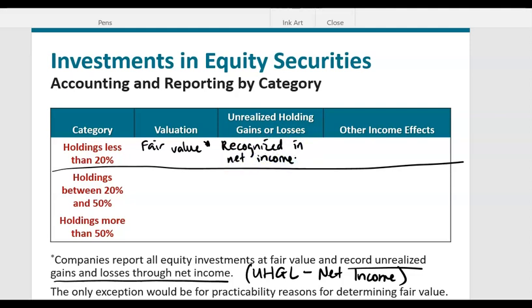And other income effects, these are equity securities. We're not going to receive interest, but what do we call those cash payments that we might get off of an equity security? Dividends. We're going to record them as dividend revenue when they're declared. And what else might go through income? Gains and losses upon sale.